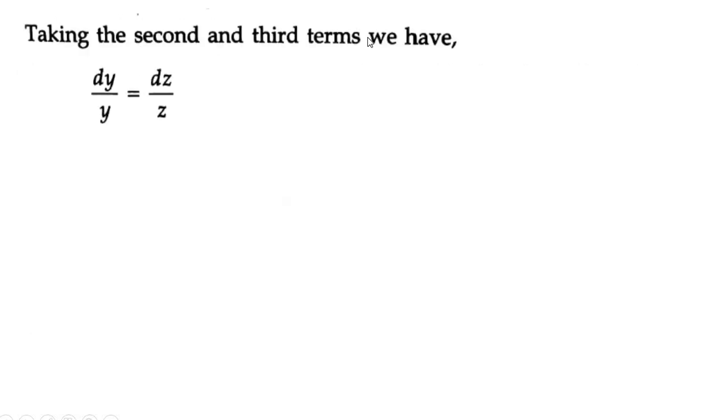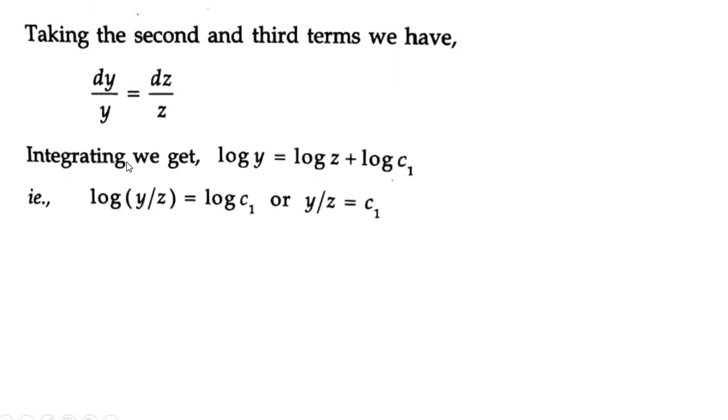So let me consider this as the equation 1. So taking the second and third term, we have dy by y equal to dz by z. So on integrating, integration of 1 by y with respect to y is log y. Integration of 1 by z with respect to z is log z plus the integral constant log c1. So bring this log z to the other side. So you get log y minus log z. So log of m minus log of n is log of m by n. So log of y minus log of z is log of y by z equal to log c1. Apply anti-log on both the sides. You get y by z is equal to c1.